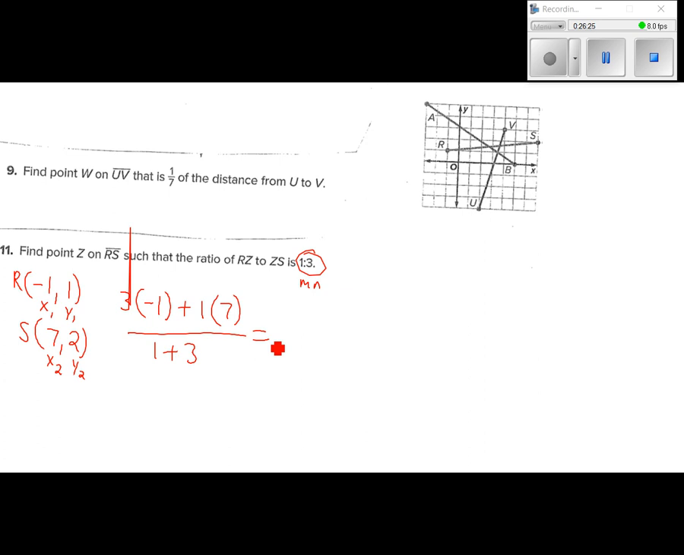Four on top, anybody else get 4 on top? 1 plus 4 is 4, 4 on bottom. So what's 4 divided by 4?